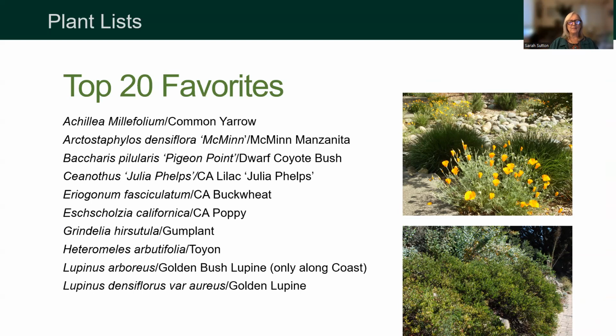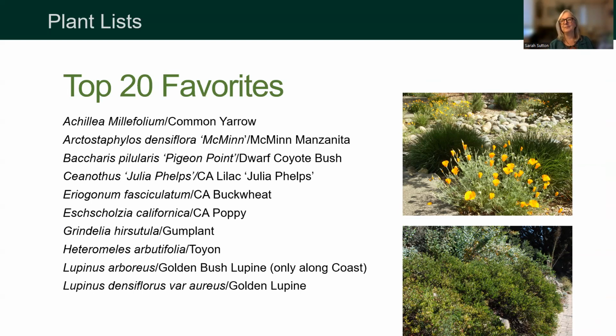So we've got the yarrow and the manzanitas, the coyote bush. There are lots of ceanothus species. I just picked one. The buckwheats, California poppy, and then the grindelia, the gum plant. That's a plant that isn't often used in gardens. It is a keystone species. It is a hyper pollinator, beneficial insect attractor plant.